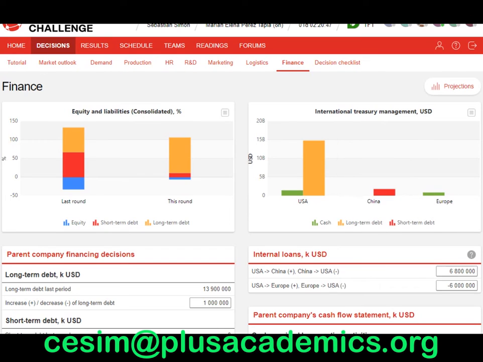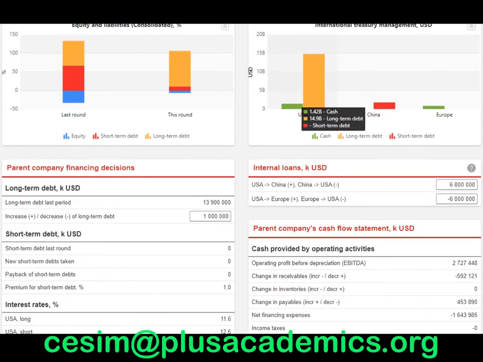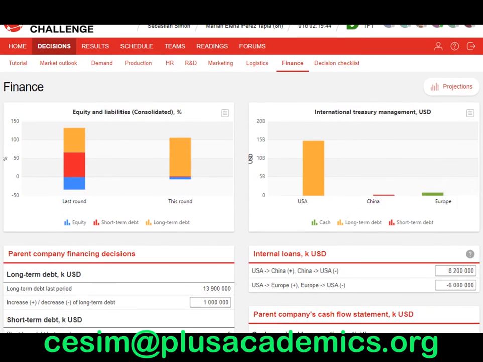It's always good to have a balanced financial structure where you have both debt and equity, where by debt I mean both short-term and long-term debt. So we also borrowed long-term debt in USA amounting to 1 million. That is the maximum we could borrow in any given round. This will also help us to balance our financial structure. And that's all for the Cesim challenge and also recovering from debt.